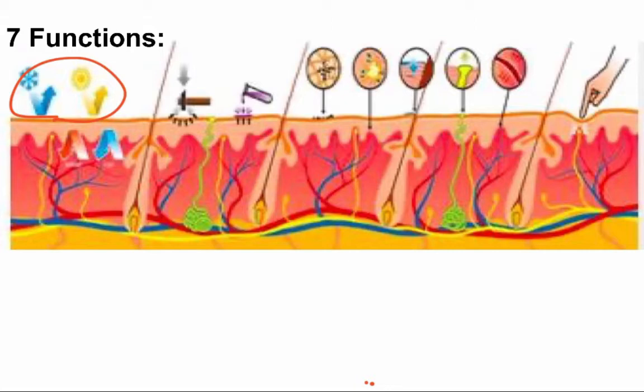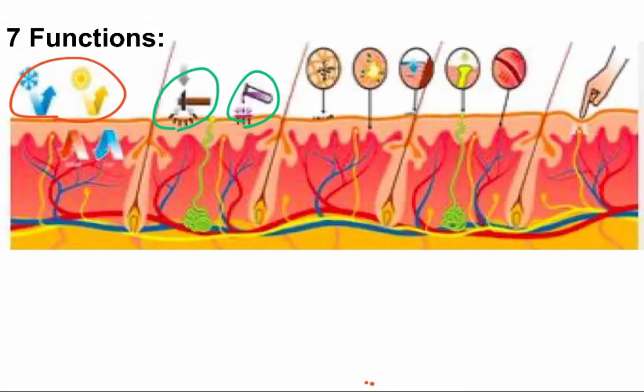The next function for skin is protecting the body from trauma. Hence the little hammer over here and the beaker with some sort of corrosive liquid over there. Not very nice. The upper layer of our skin, the epidermis, is composed of dead cells. And so it's a really great waterproof barrier.